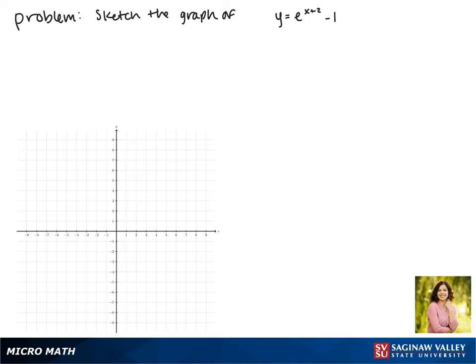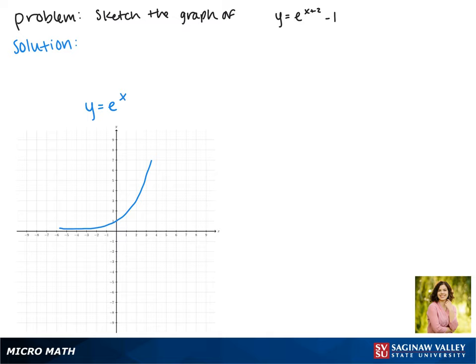Today we'll be graphing the function y equals e to the x+2 - 1. First we'll look at the graph of the parent function, which is y equals e to the x. Notice that it goes up exponentially and passes through the point 0, 1, because when we raise e to the 0 power, that gives us 1.